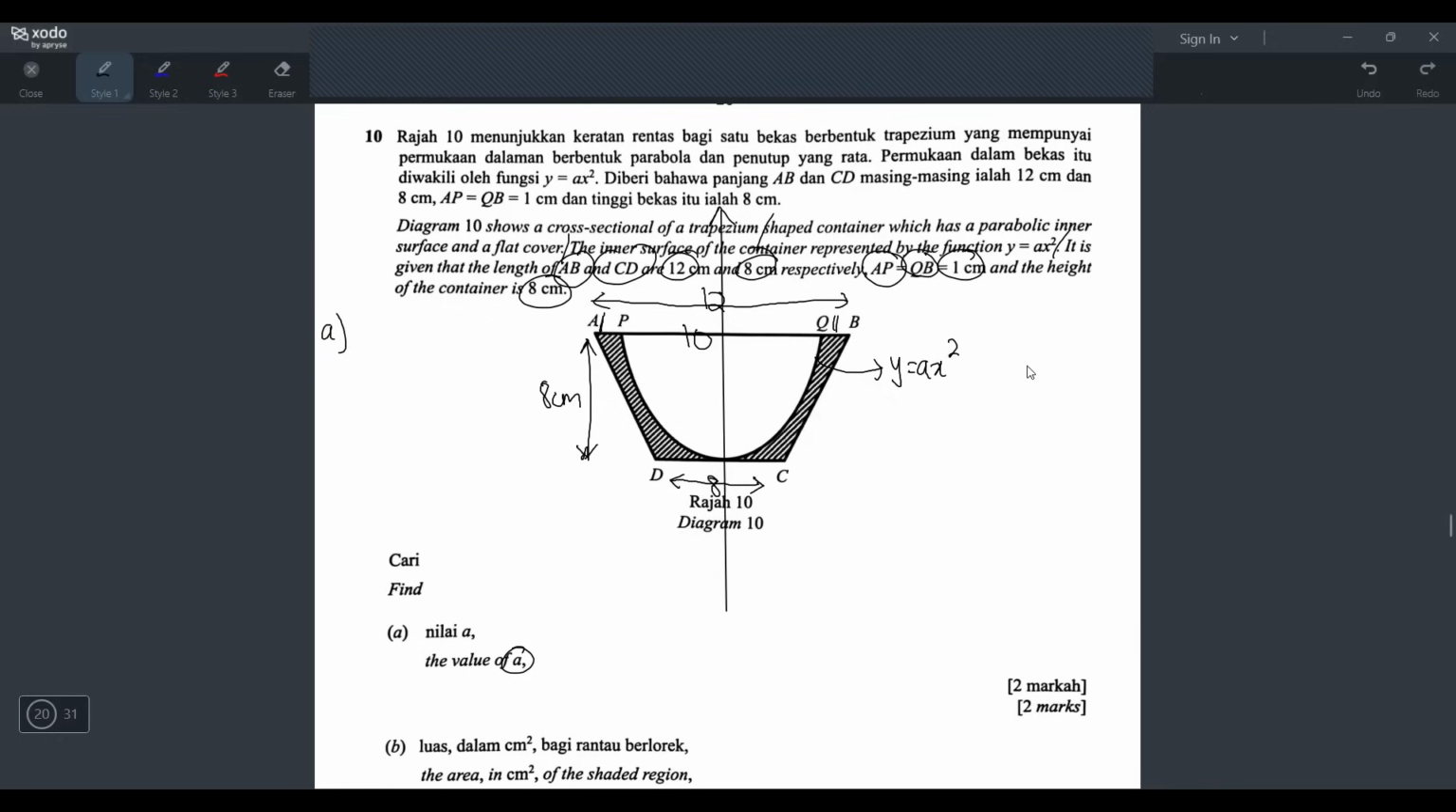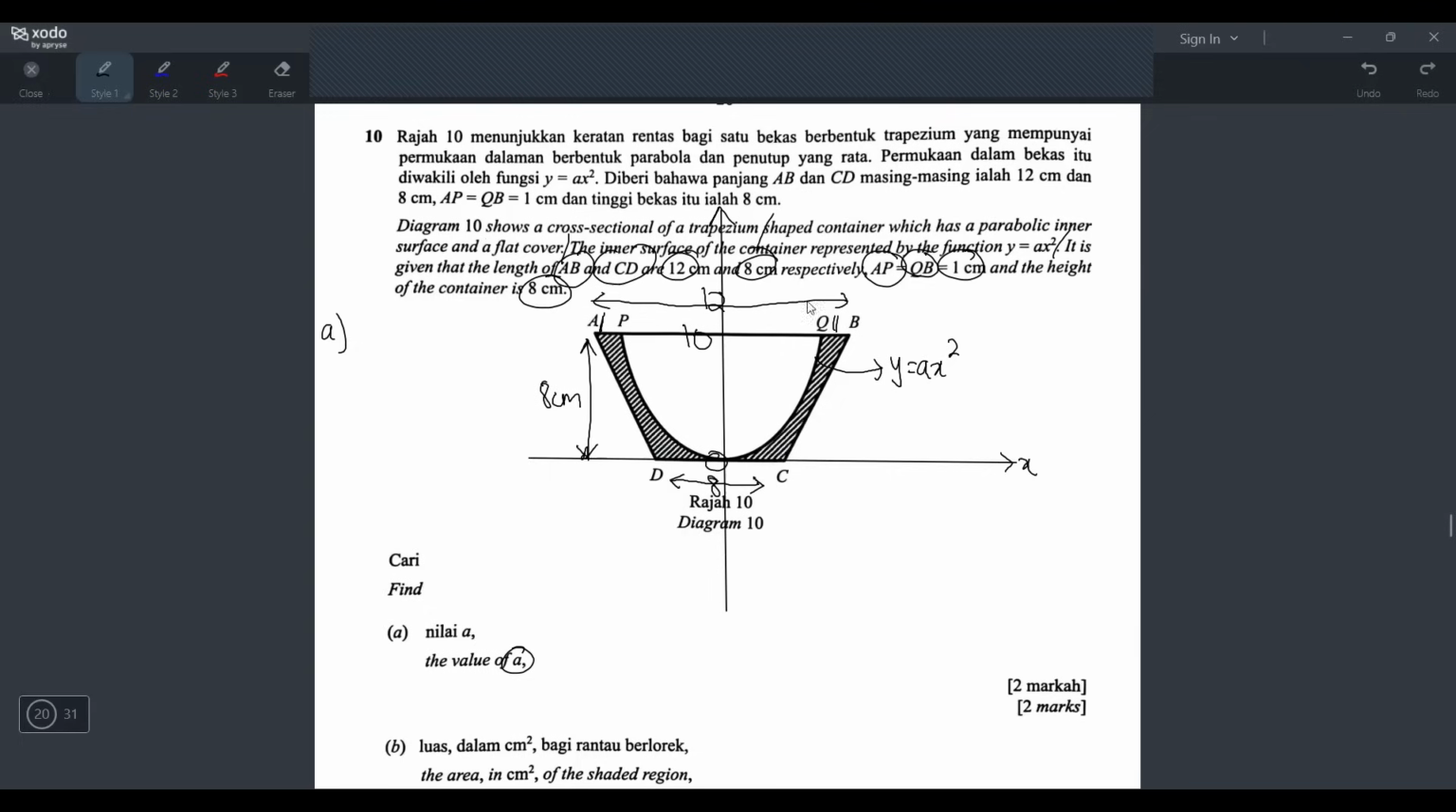Okay, and then what about the c? What about if the c is 0? The c is 0 means the y-intercept is 0. And if the y-intercept is 0, it means your x-axis must be here. Yeah, it must be here. It means what is your turning point? What is your turning point? Your turning point will be 0, 0.